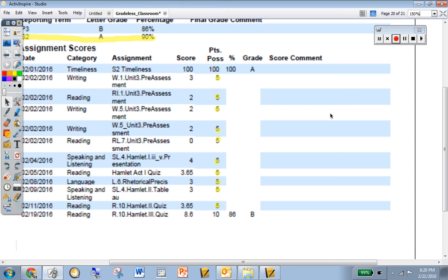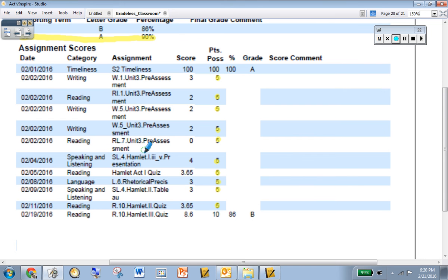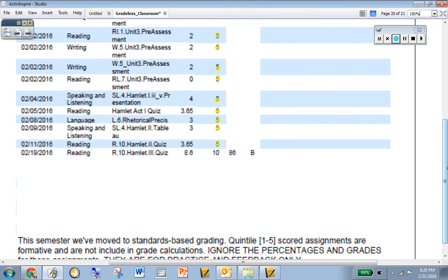Once we talk about grades, learning usually stops. So these are formative assessments. They're always out of quintiles, and they always do not count towards the grade. But the other type of assessment does count, and these are summative assessments. And you can see right down here, Hamlet, Act 3, reading quiz, or assessment, I should say.